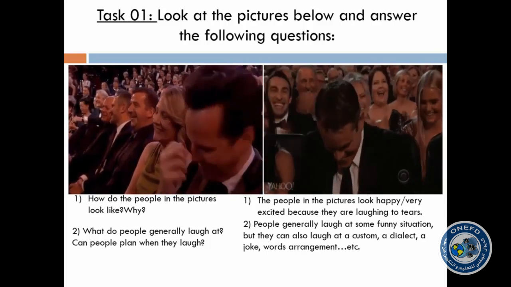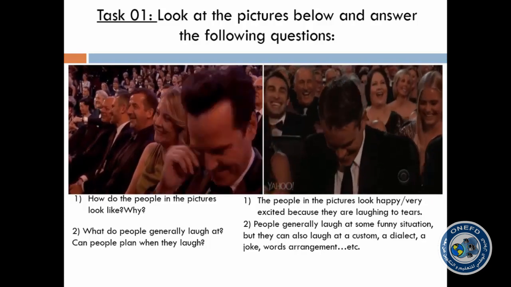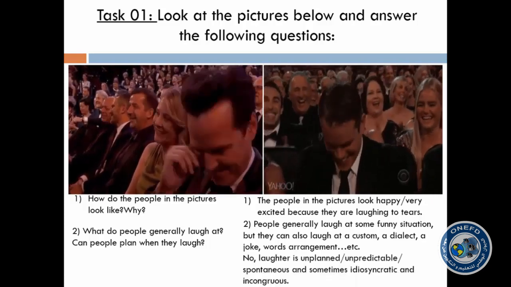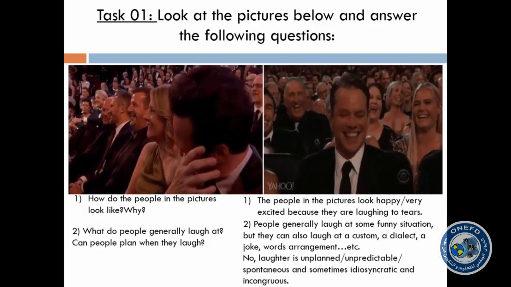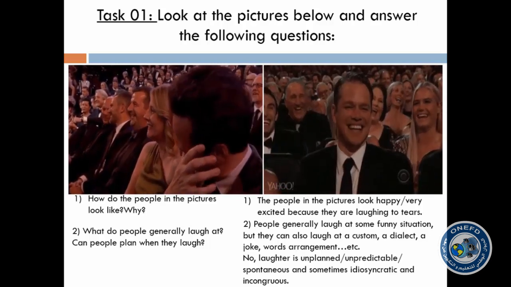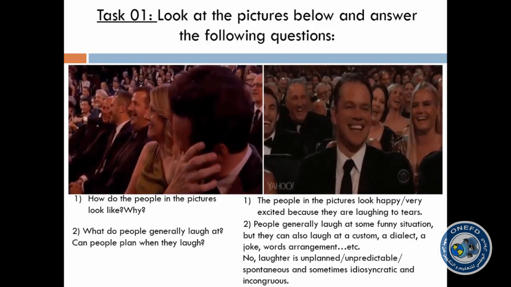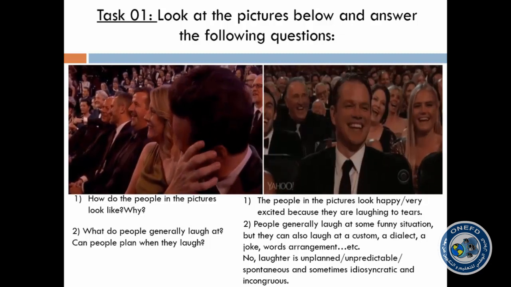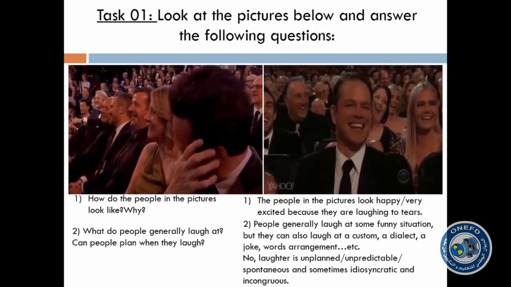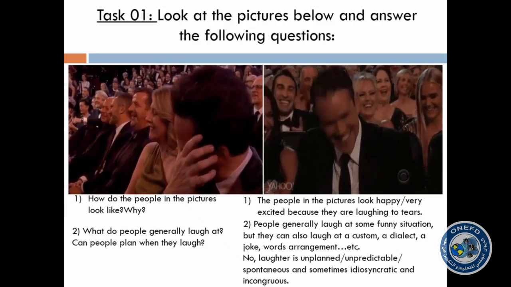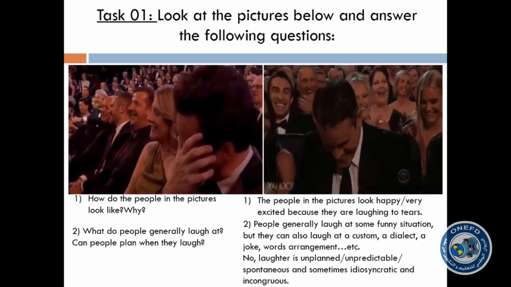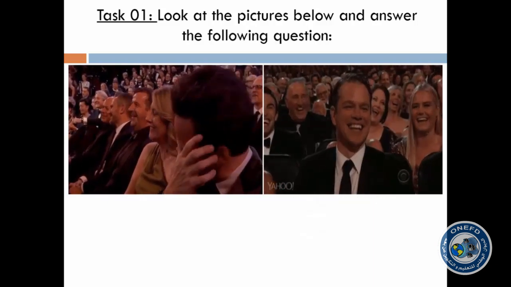And how is it possible that people can plan when they laugh? Is it possible? Well, no. Laughter is unplanned. It's unpredictable, spontaneous, it's random. We cannot plan it. And it is idiosyncratic, meaning that it is special from one person to another. What you find funny, some person would not find it funny. And it is incongruous. It does not match the whole requirements of what is funny or not. Okay? Let's move on to the other question.